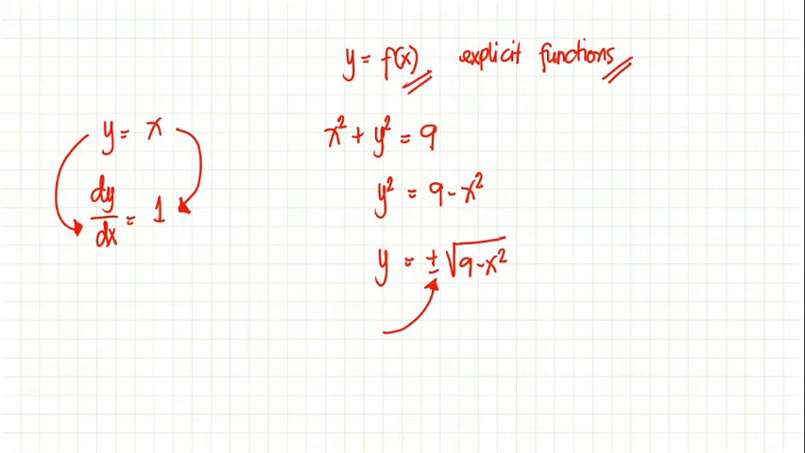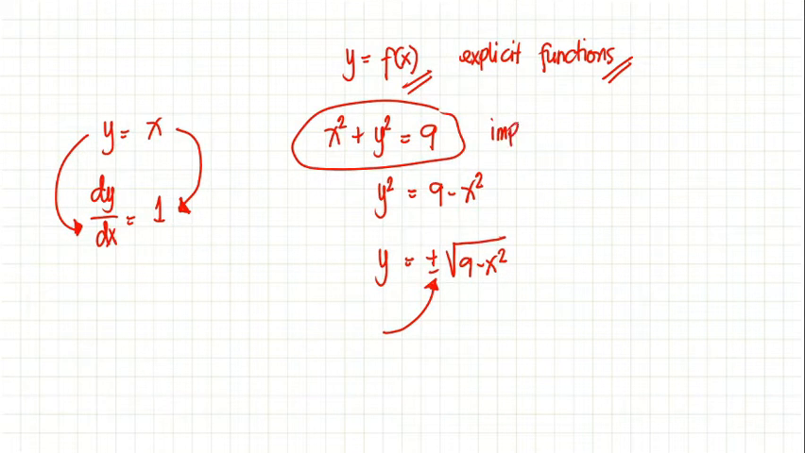Implicit differentiation is a process of getting the derivative of implicit functions or relations. Ano ba yung mga implicit functions or relation? Those are functions or relations that are not written explicitly, like this one. So this is now an implicit relation: x squared plus y squared equal to 9. Okay? So in that case, applying the implicit differentiation, makukuha na natin yung derivative niya.